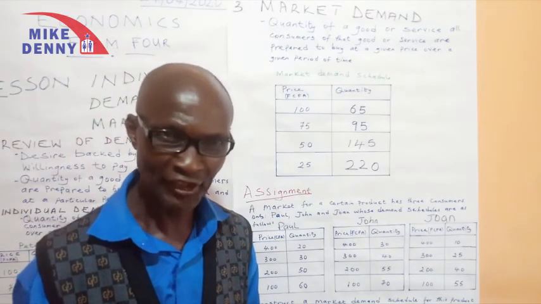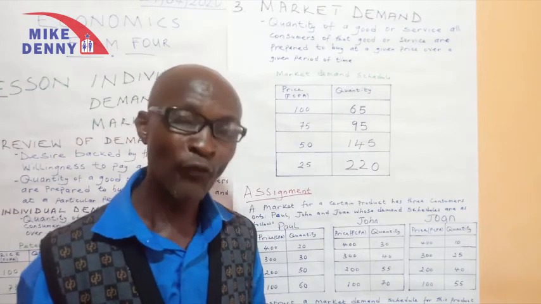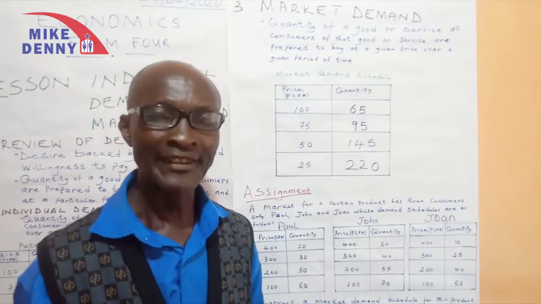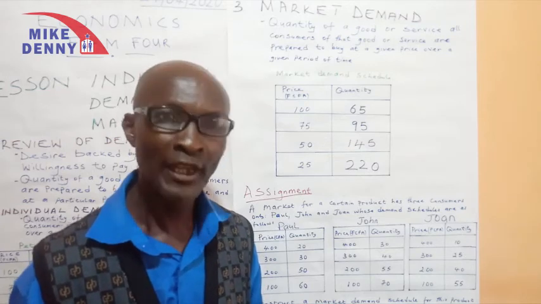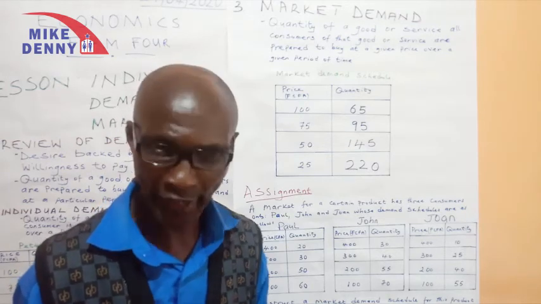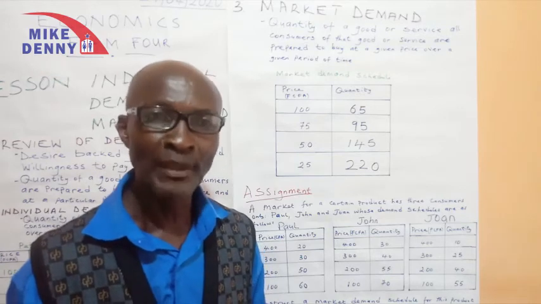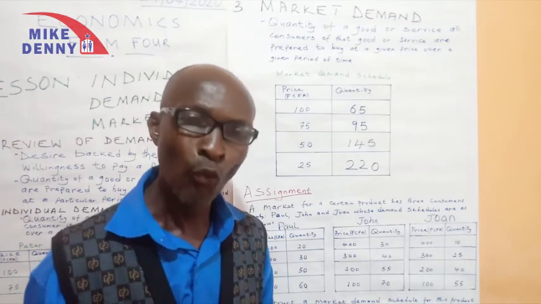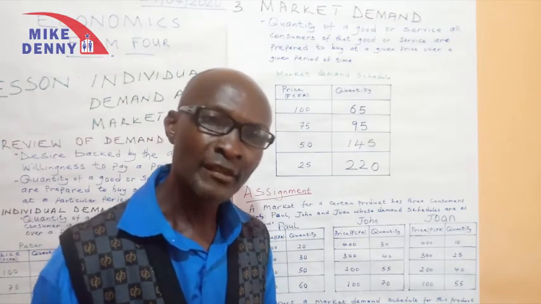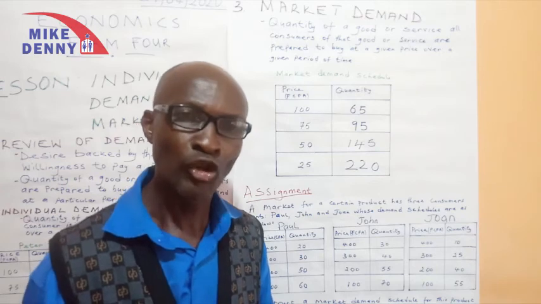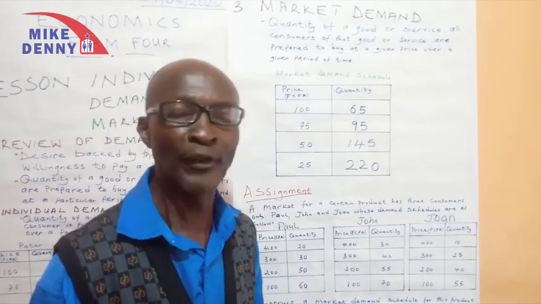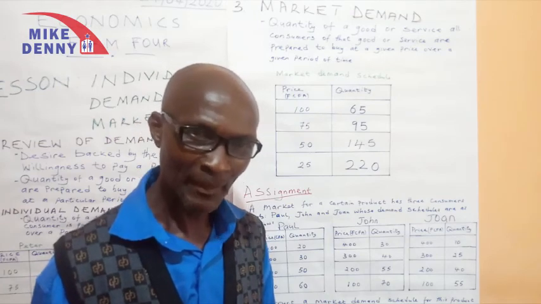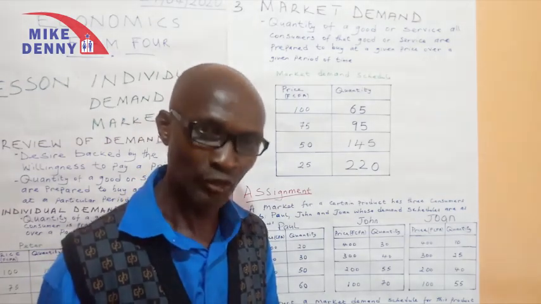Take home message: the demand for every good has so many consumers, and the demand for each consumer is called the individual demand for that consumer. Then the market demand is the total demand for that good, which is the sum of the quantities that each consumer is ready to buy at different prices. So that is the message. Take it home. You will use it in doing your assignment.